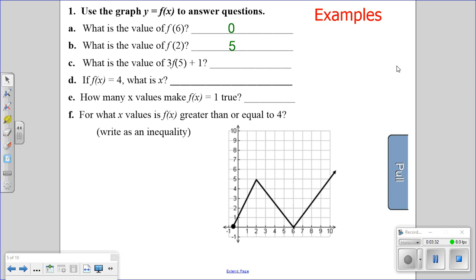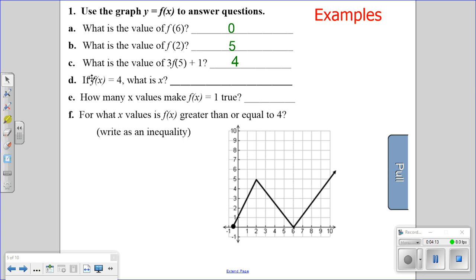Okay, so it says, what is the value of 3 times f of 5 plus 1? So again, we're going to start with the innermost part here. So we're going to start with this f of 5. So when we're looking at f of 5, we go to the graph. Remember, this is saying what is y when x is 5. So we go over to 5. We see that when x is 5, the y value appears to be at 1. So we'll call it 1. So f of 5 is 1. And then what this says is take that value, so this 1 that we have, multiply it by 3, and then add it to 1, and that gives us a value of 4.